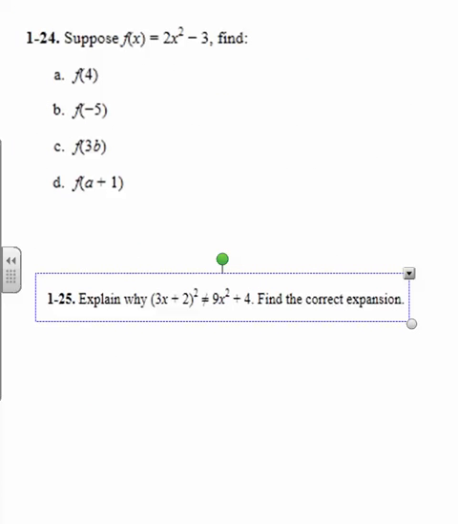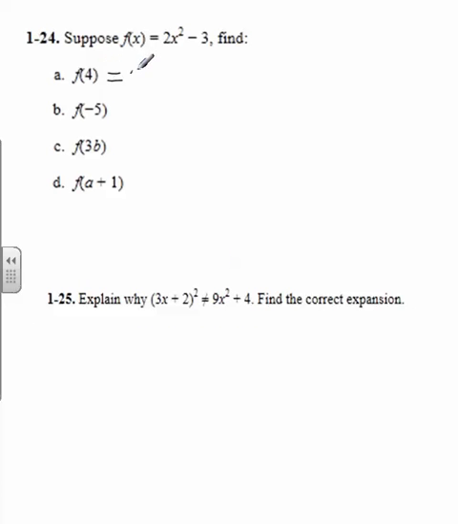Moving on. Okay, so this is kind of testing that out. Suppose this is our function right here. Find each of these. So 4 is the argument in this case. So f of 4 means we plug in or substitute 4 in place of the x. And then simplify. So you go ahead and simplify. Same thing with this one. Do B front to end all by yourself.